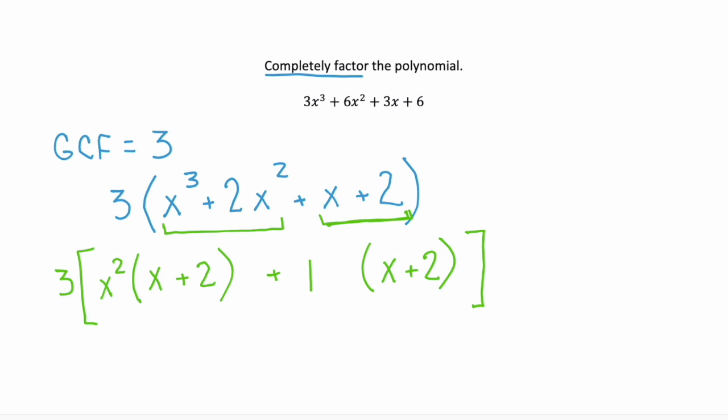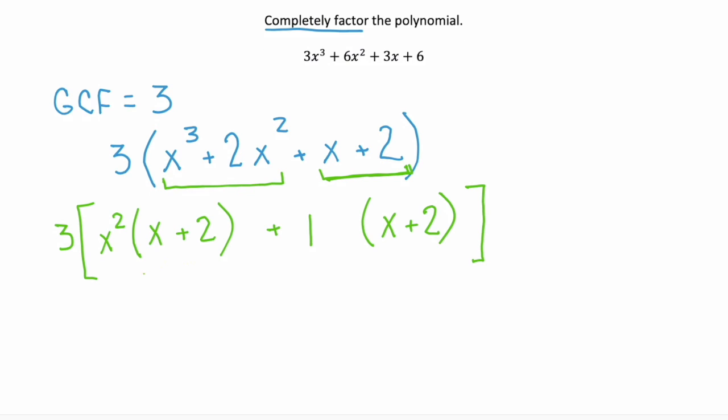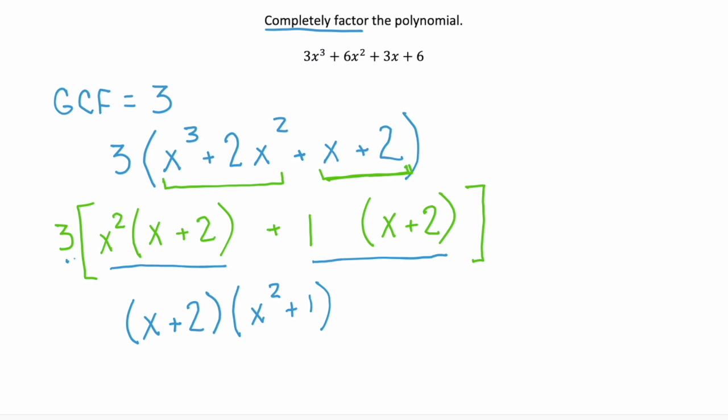Now that we've factored those groupings, we're going to look at what those have in common. And this first term and the second term have what in common? They have the binomial of x plus 2 in common. So we can factor out that x plus 2. And when we do that, we're left with the binomial of x squared plus 1. And don't forget, bring down that GCF we factored out from the beginning. So our final factored form is 3 times x plus 2 times x squared plus 1.